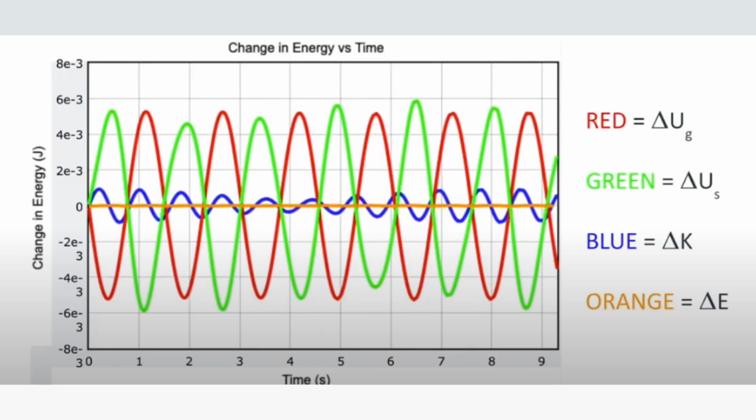As you can notice, the change in energy remains constant at 0 because this is a closed system where the potential energies of red and green are opposite of each other with a little variation due to the kinetic energy. So at any given point on this graph, the sum of the energies is equal to 0.